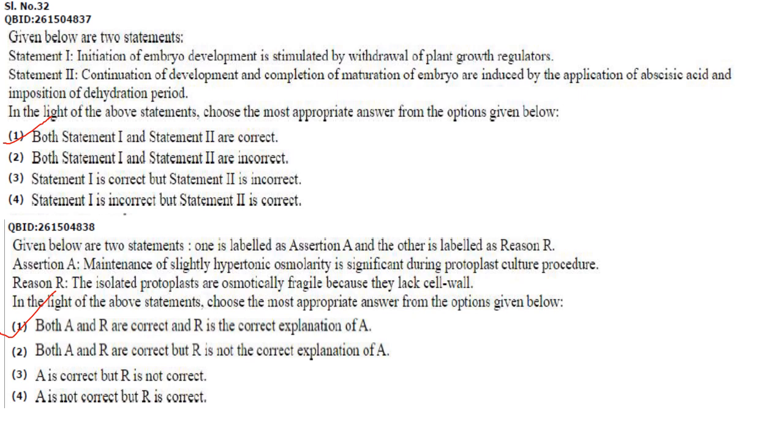Then next one. Given below are two statements. One is labeled as assertion and the other is labeled as reason. So assertion A. Maintenance of slightly hypertonic osmolarity is significant during protoplast culture procedure. Correct. The isolated protoplasts are osmotically fragile because they lack cell wall. So maintenance of hypertonic osmolarity is required during protoplast culture because the protoplasts are osmotically fragile because they lack a cell wall. So answer is both A and R are correct, and R is the correct explanation of A.